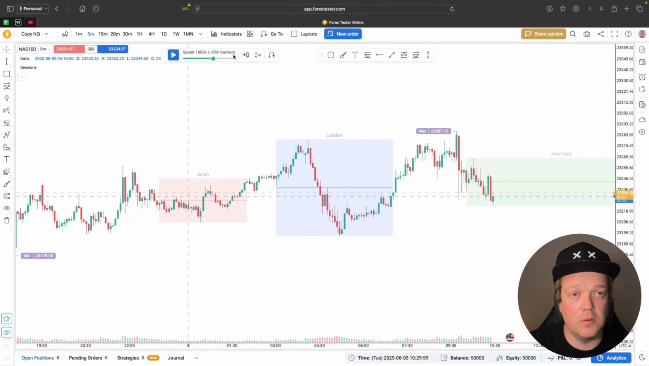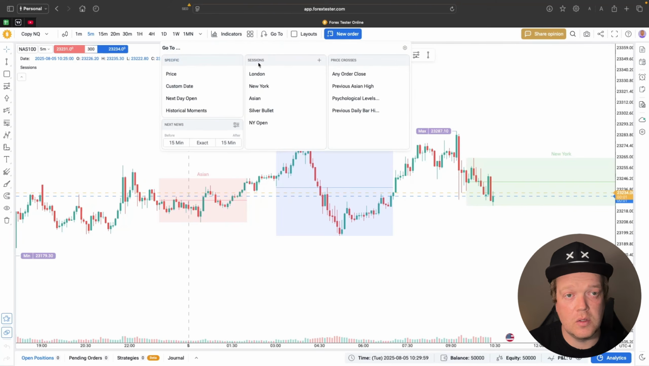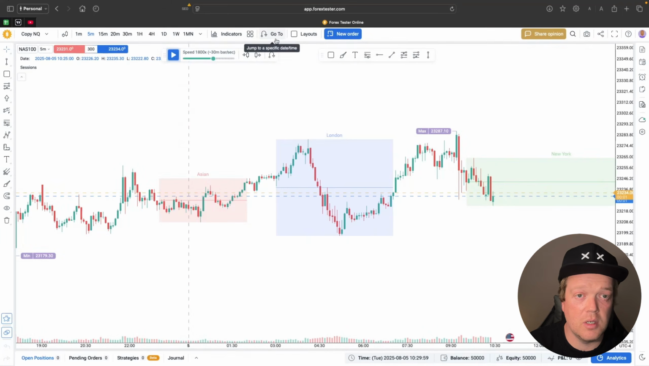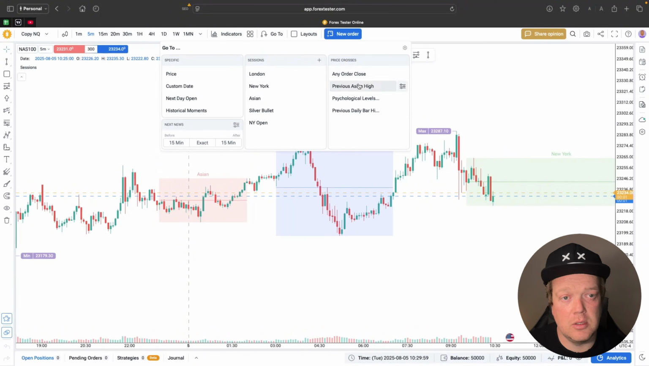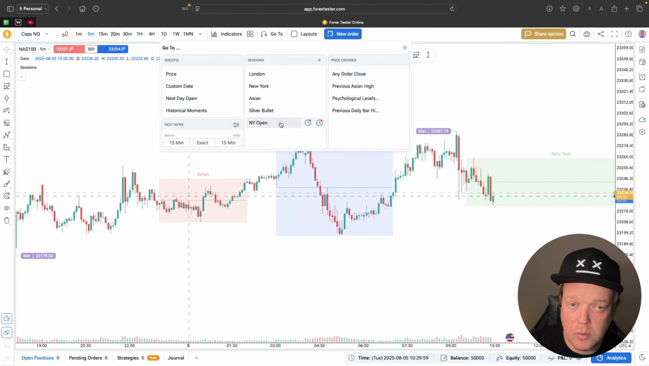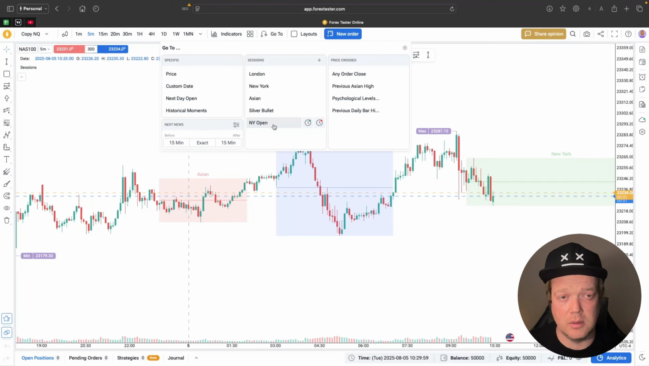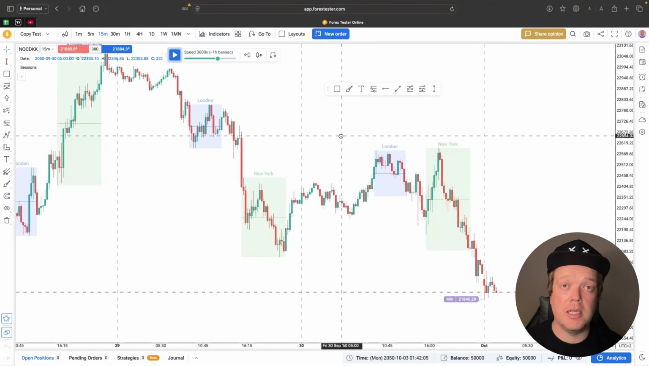Here's your speed, forward and back testing, your go-to, so you can go to the different types of sessions, specific times and dates. For example, you can go 15 minutes after a news event. You can also edit these times as well. You have price crosses, so where something happened, you can go there. For the sake of this video, I created a New York Open one to start at New York Open just to speed up the video a little bit. We are here on the charts, so let's have a look.